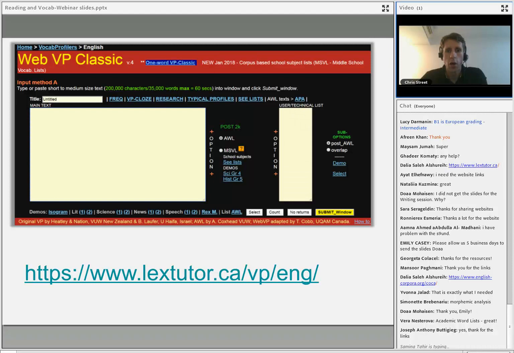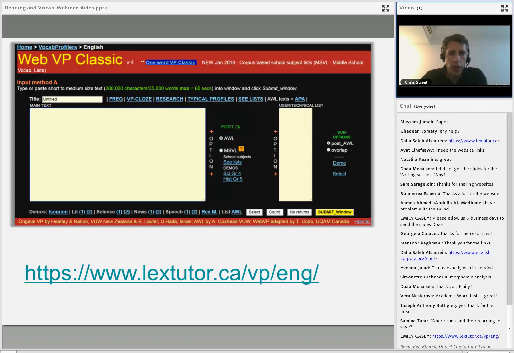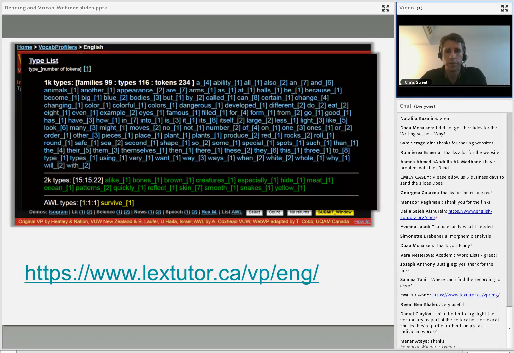So this is the home page, and it's a bit like Text Inspector. You paste the text into that window there, and then you click Submit Window, and your results look a little like this. So it's slightly different. This time this website will break down the words into 1K types. 1K types are the 1,000 most frequent words in English. 2K types, which are the 2,000 most common words in English. And it will also pick up the academic word list types. And in the paragraph that we put in here, we had the word survive.